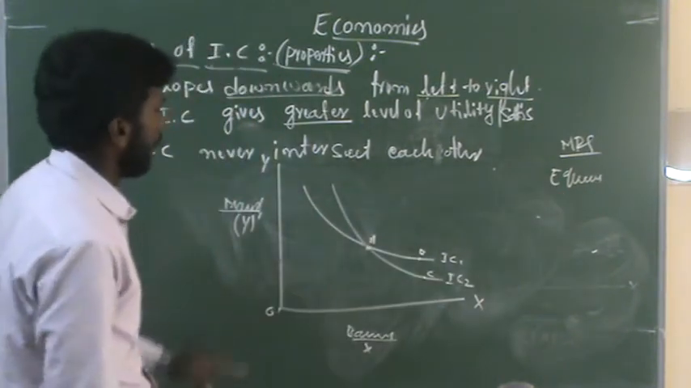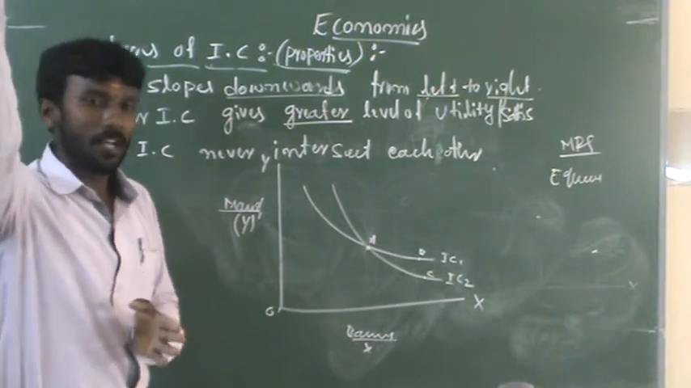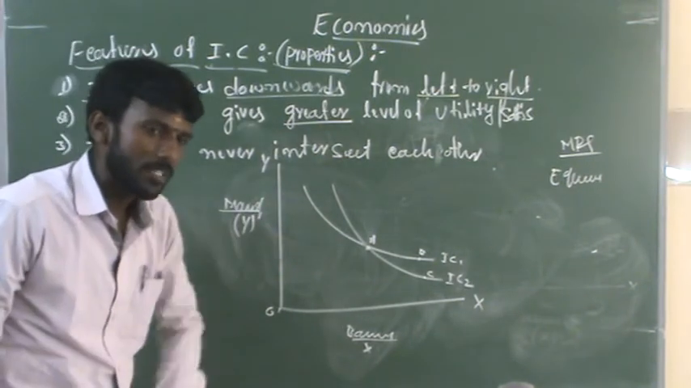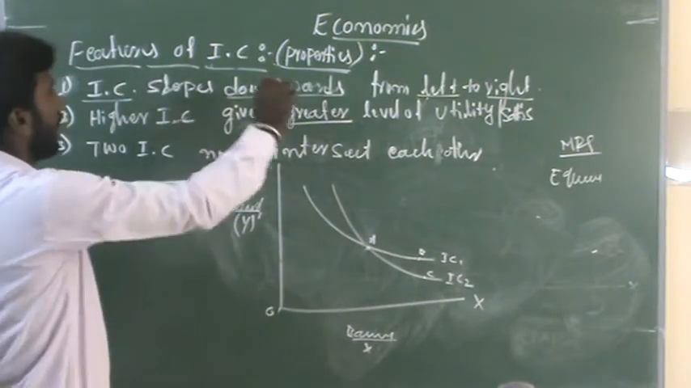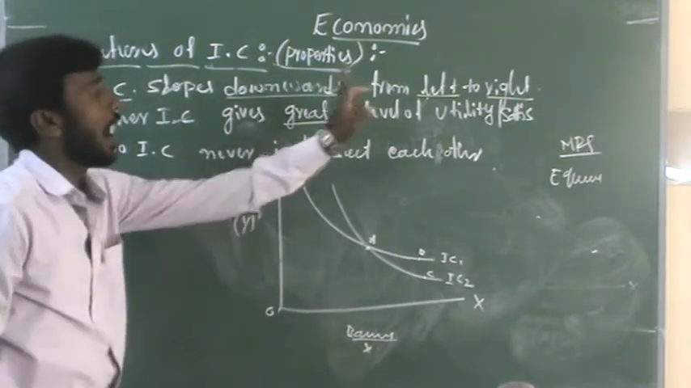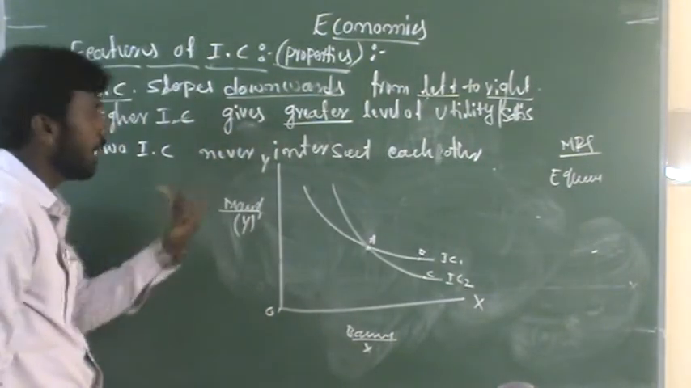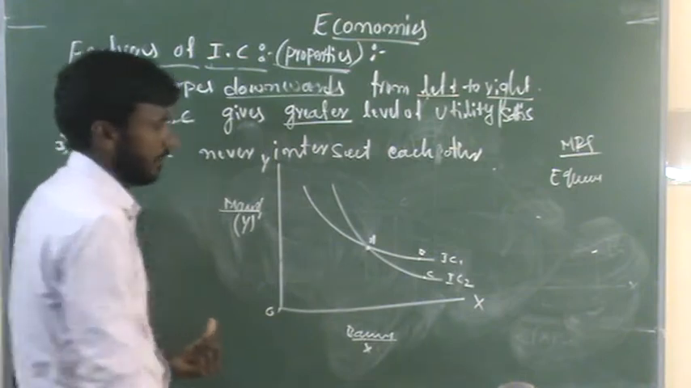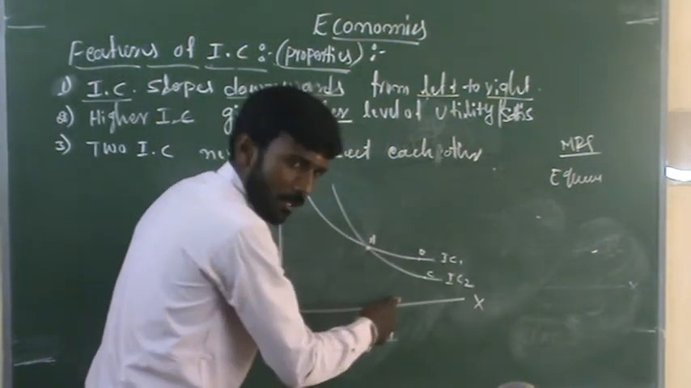But here, what will an indifference map have? Higher indifference curve shows higher level of satisfaction, lower indifference curve shows lower level of satisfaction. See first point, second point: higher indifference curve gives a higher level of satisfaction, lower indifference curve represents the lower level of satisfaction. But here, higher indifference curve is IC2, lower indifference curve is IC1.